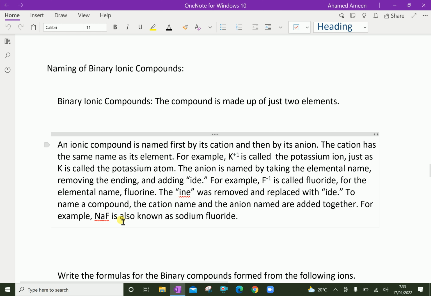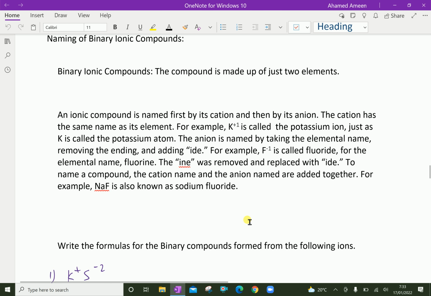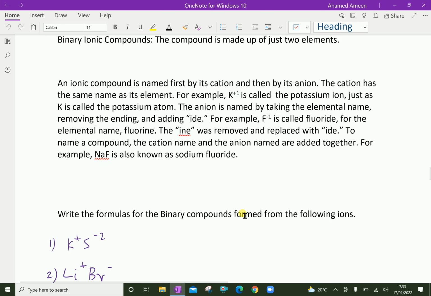To name a compound, the cation name and the anion name are added together. For example, NaF is sodium fluoride: sodium plus fluorine added together becomes sodium fluoride. Sodium plus chlorine gives sodium chloride. Now we'll do some example problems to understand this concept.